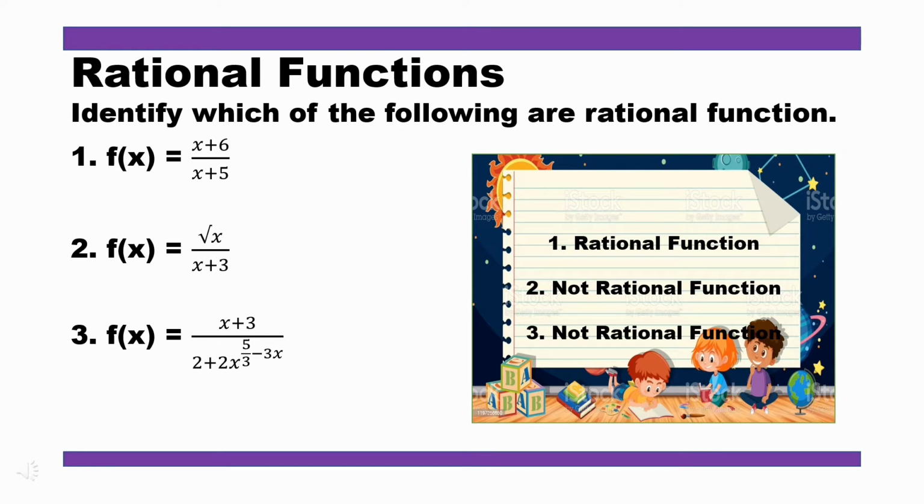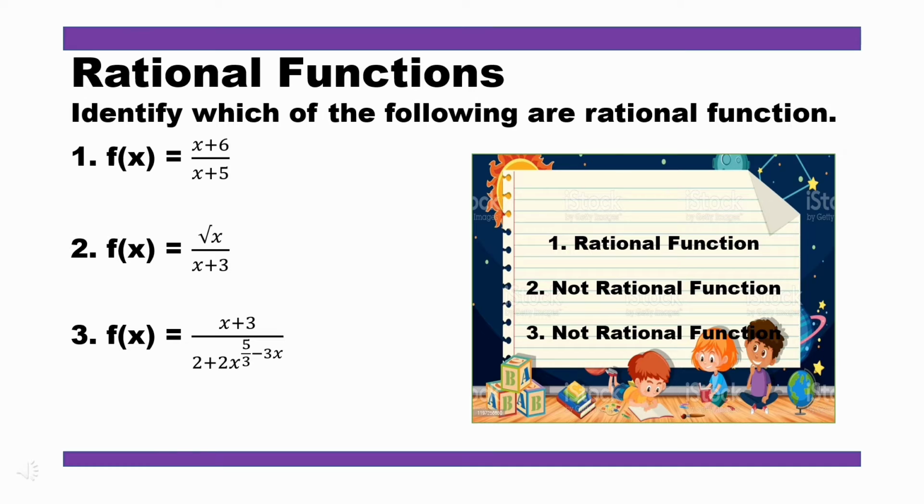Identify which of the following is a rational function. So we have here number 1, f of x equals x plus 6 divided by x plus 5. This is an example of a rational function. The second one is f of x equals square root of x divided by x plus 3. On the second example, this is not an example of a rational function. Why? Because there must not be a radical sign in the numerator.